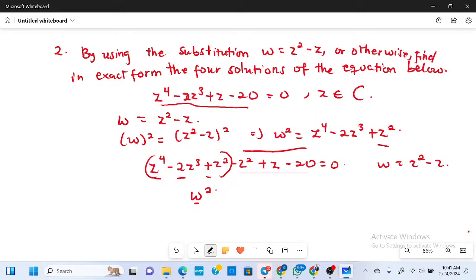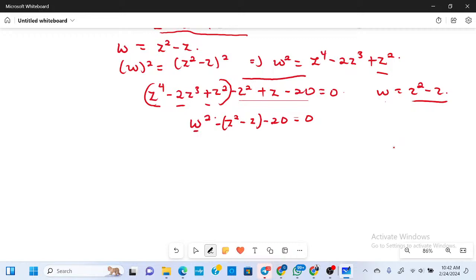So if I factorize the negative here, if I take negative out, I'll have Z squared here, but this is positive, right? So it will turn into negative Z minus 20 is equal to 0. And you can clearly see that Z squared minus Z is what gives me W. So I'll replace that expression. So I have W squared minus W minus 20 is equal to 0.